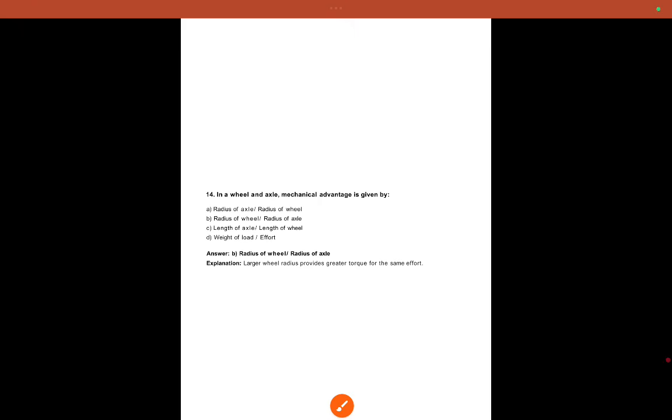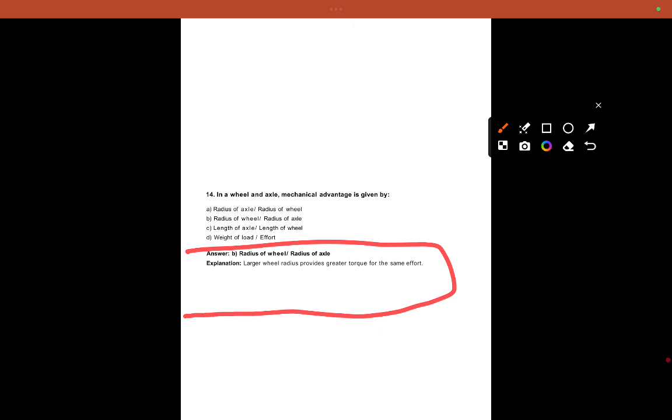Coming to the 14th one: in a wheel and axle, the mechanical advantage is given by which option? Radius of wheel by radius of axle, radius of axle by radius of wheel, or load by effort? Your answer is the radius of wheel by radius of axle. A larger wheel radius provides greater torque. Torque tau equals r cross F. See, radius of wheel by radius of axle. A larger wheel radius provides greater torque for the same effort.